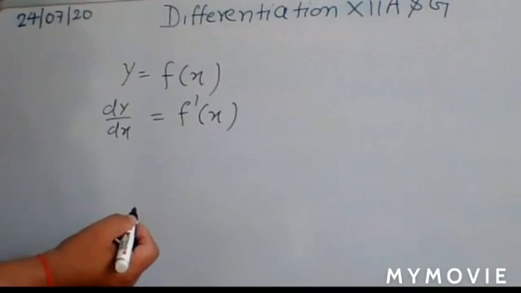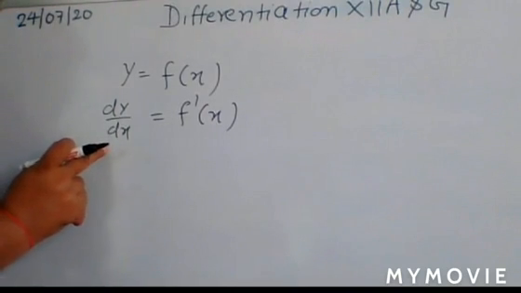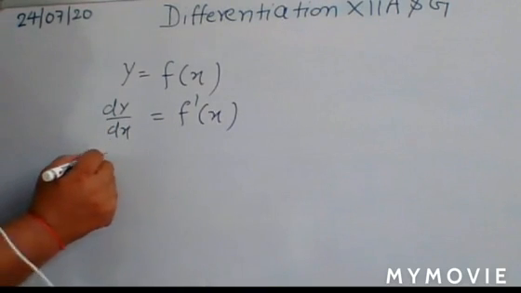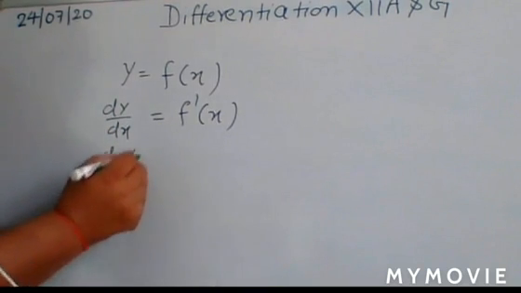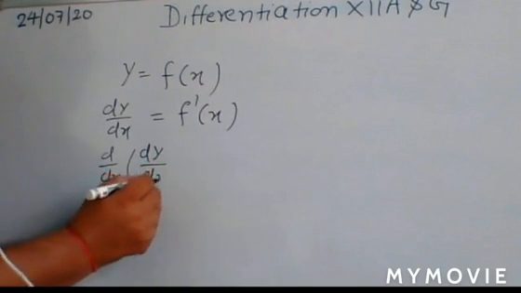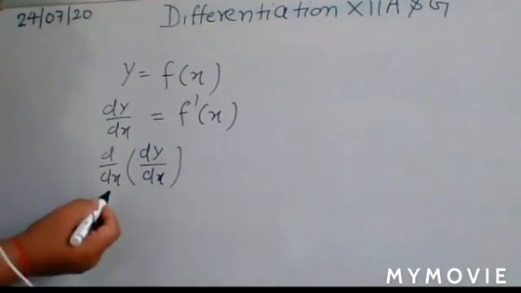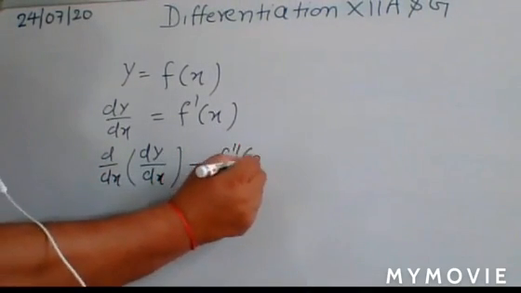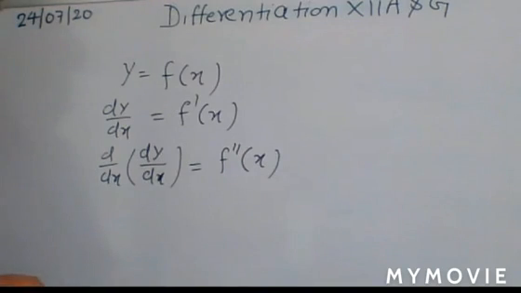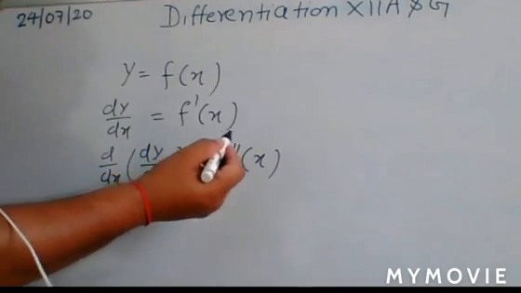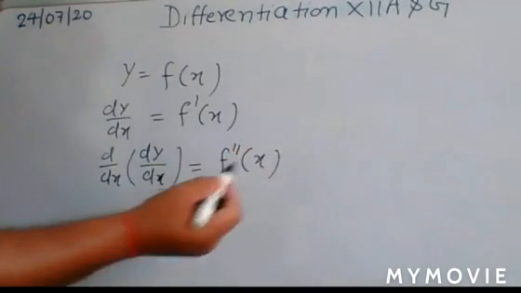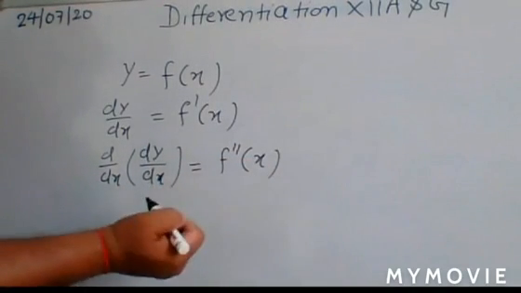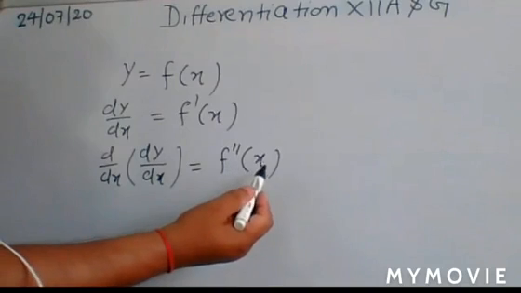Now how do you find its second derivative? Again you have to differentiate dy by dx with respect to x. So what you write? d by dx of the first derivative dy by dx. You have to write in this way. d by dx of dy by dx, and here second derivative means what? f double dash x. It means you have to differentiate the function which you obtained in place of f dash x again. So that is represented by f double dash x.